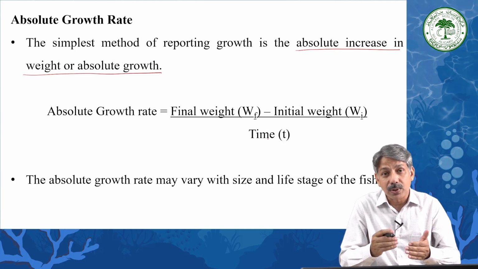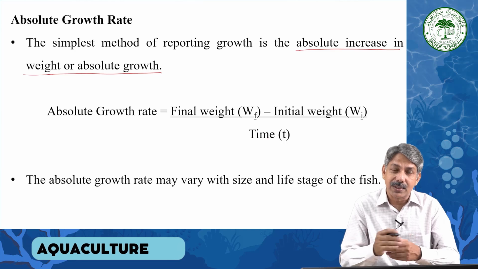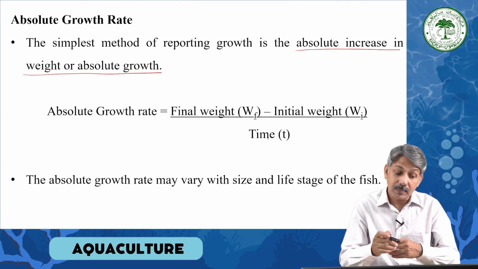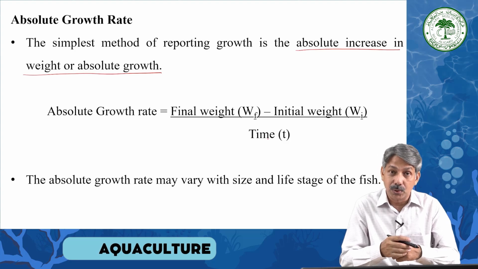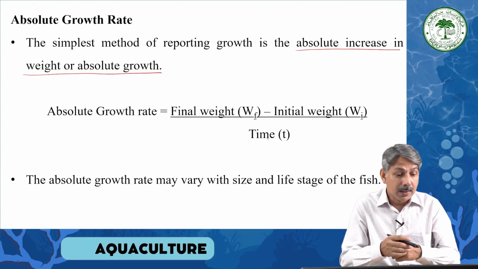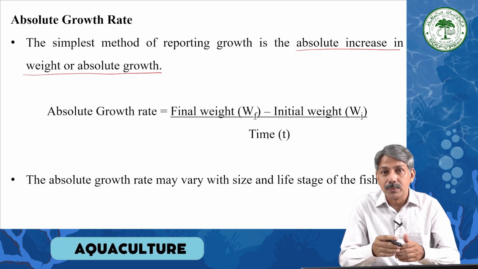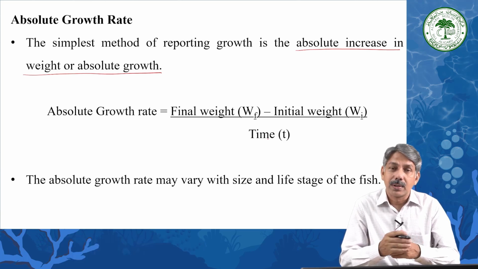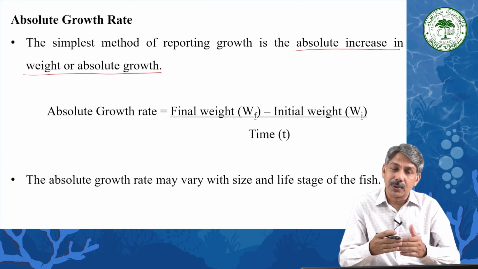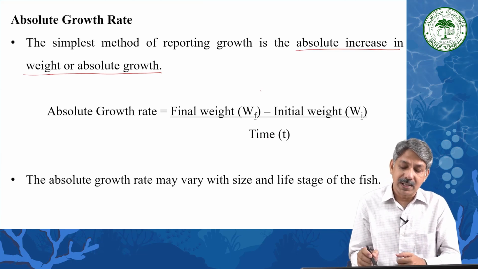Since the growth rate of the fish varies in different life stages, the absolute growth rate may also show variation. But sometimes it becomes very difficult to distinguish between the absolute growth rate of two different stages. It all depends on what the values are on the upper side and the lower side.